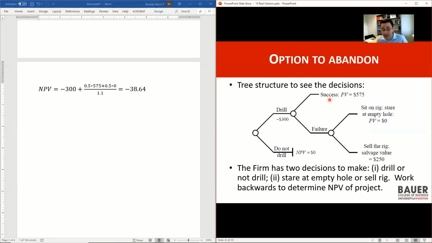What happens if it's a success? Well, we could get that 575, or theoretically we could salvage the rig and take the 250 back, but obviously we don't want to do that. Okay, so if things are a success, we're going to keep that 575. If things are a failure, we're going to just shut it down, abandon, and collect the 250. Okay, so we have to decide if that is a good deal now. Are we willing to put in $300 today if those are the two outcomes? Okay, so let's see how that changes our NPV analysis from before.